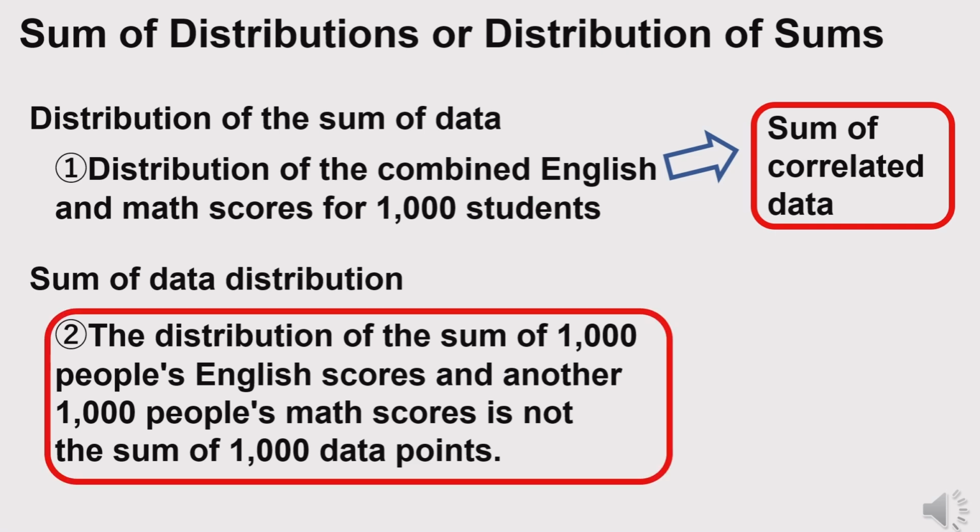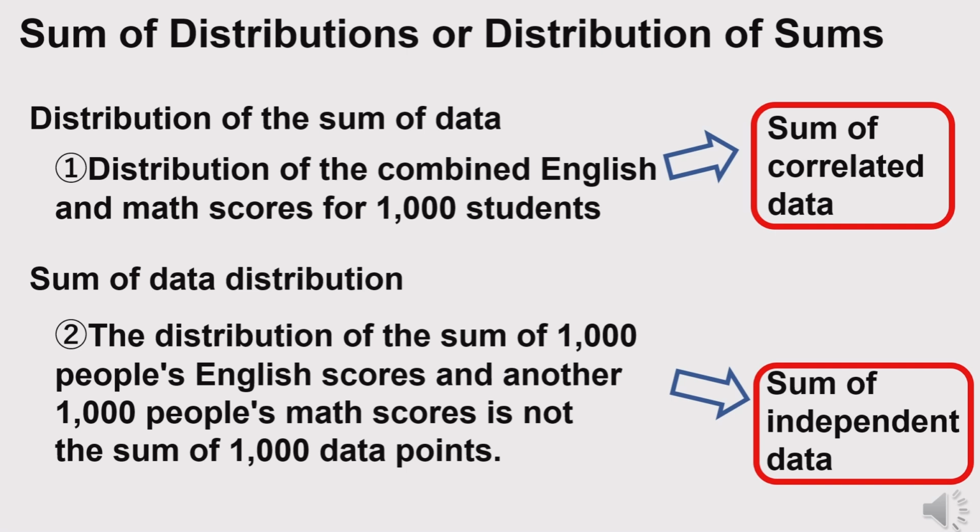Case 2, sum of each distribution is needed. Suppose you have 1,000 English scores and a separate 1,000 math scores. If the two datasets are independent, no correlation, you need to compute the sum as independent distributions. This kind of sum might not make much sense for evaluating test scores, but in design or data analysis, this is actually more common, yet people often handle it like case 1.